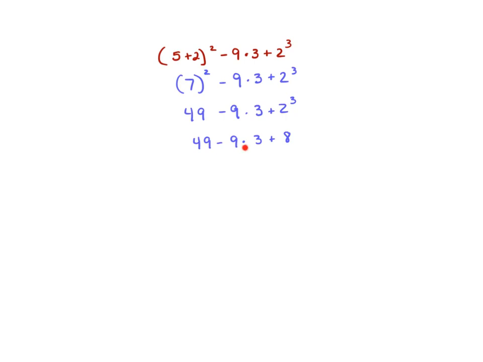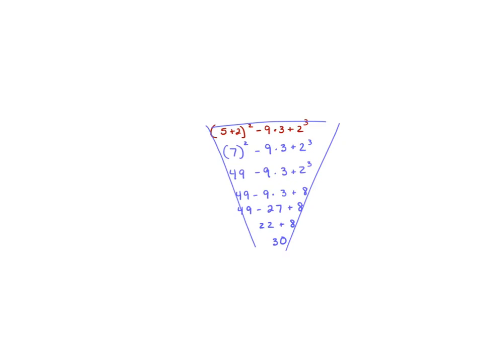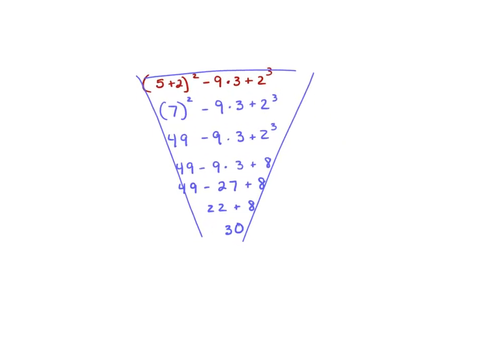Next, I'm going to deal with this multiplication. 3 times 9, or 9 times 3, is 27. Working left to right, I just have to do a little subtraction problem. 49 minus 27, which is 22. And lastly, my addition. Again, you'll note that inverted triangular shape as I simplify my problem.